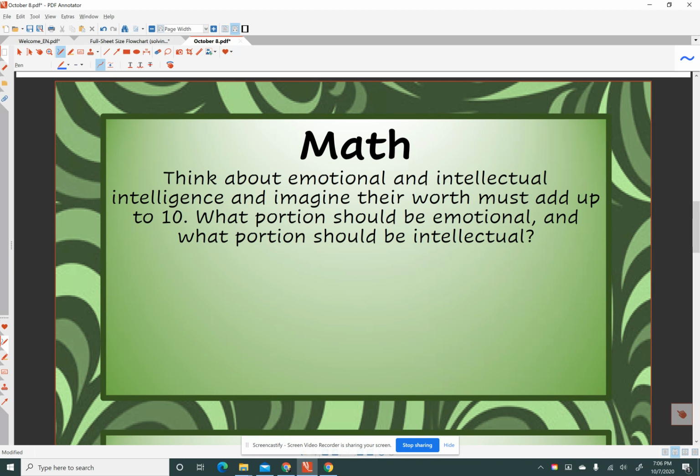So for our Do Now, think about emotional and intellectual intelligence and imagine that their worth must add up to 10. What portion do you think should be emotional and what portion should be intellectual? In other words, if you see emotional intelligence and intellectual intelligence as worth the same, then you would give emotional intelligence a 5 and intellectual intelligence a 5, and that would add up to 10. But maybe you think emotional intelligence is worth more. You might want to give that a 6 and give the intellectual intelligence a 4. So you have different ways to look at intelligence, and we want you to think about that today.